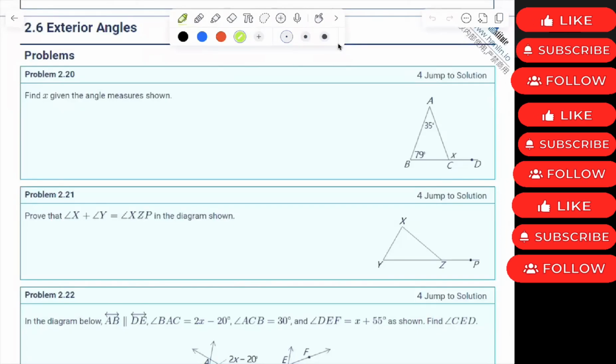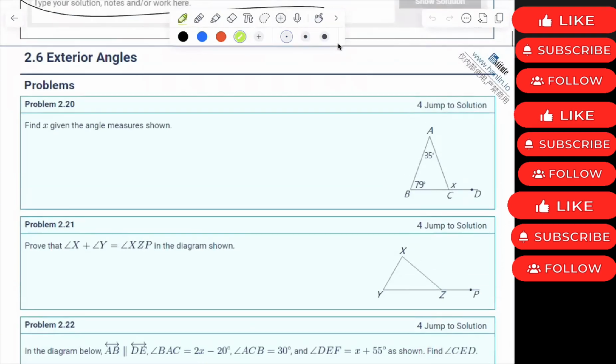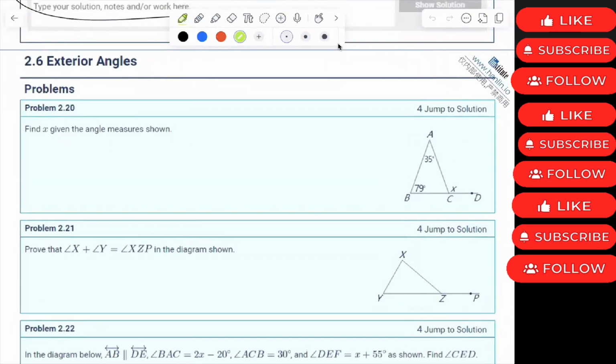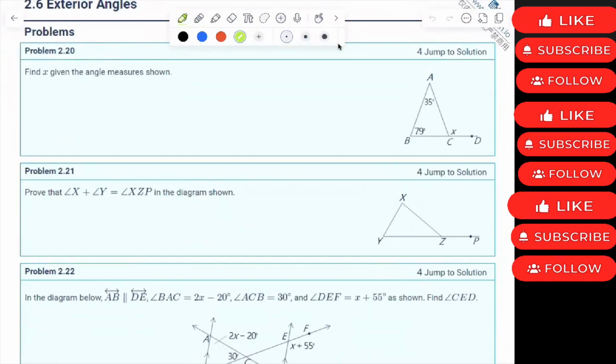All right, guys, welcome to today's class. Today, I want to continue where we left off last week. So let's get started. This is basically angle finding, angle chasing.